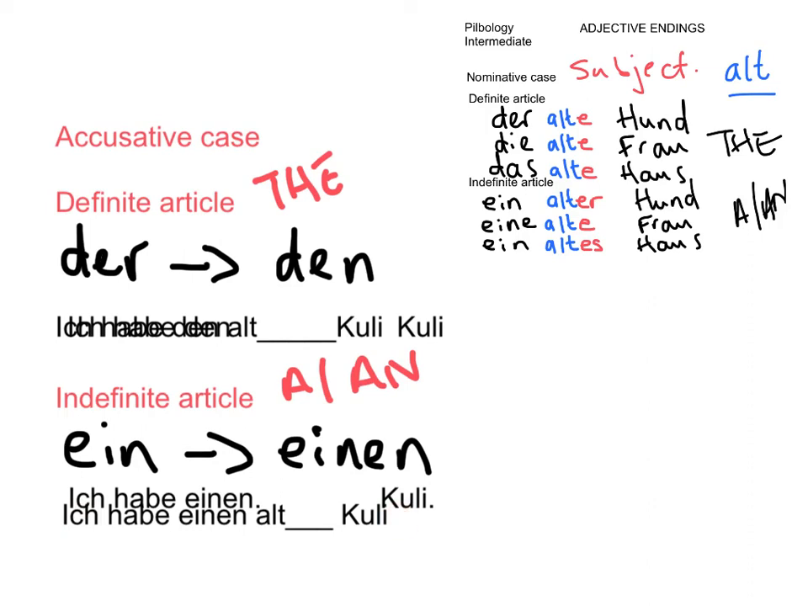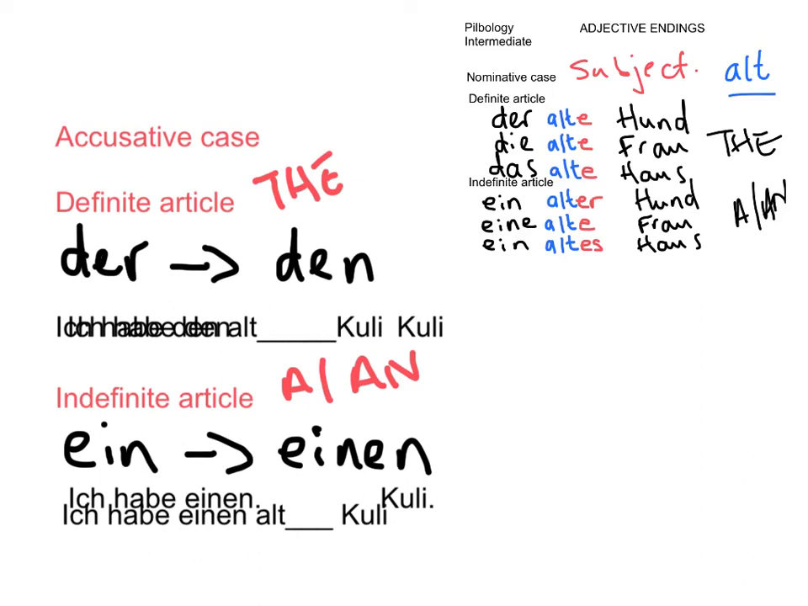Now, if we have a look at the indefinite article, we've got Ich habe einen Kuli. Okay, so you take that en ending, the accusative ending, and it's glued on to the indefinite article. So Ich habe einen Kuli. Ich habe einen Bruder. Ich habe einen Hund. So this is the only change between the nominative and the accusative when we're talking about adjective endings.